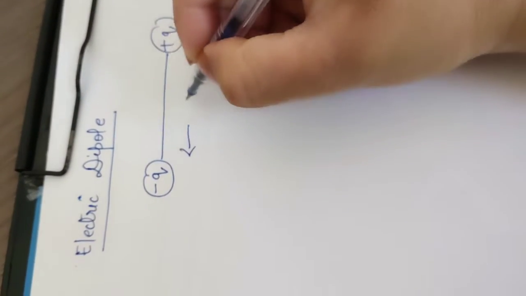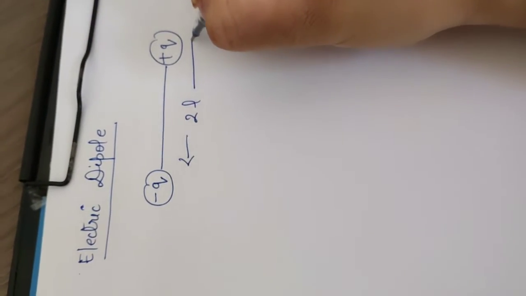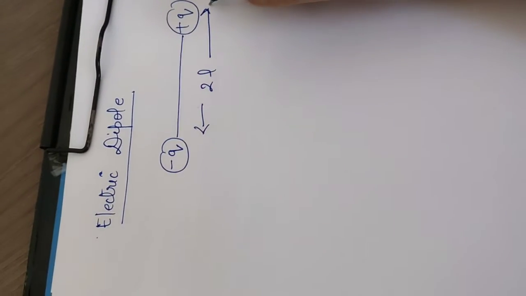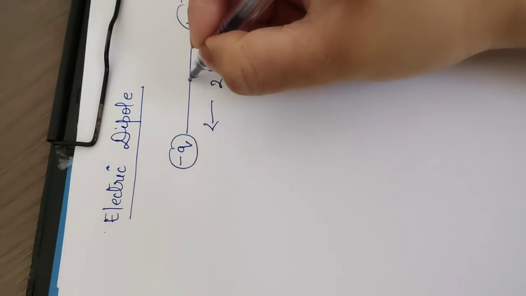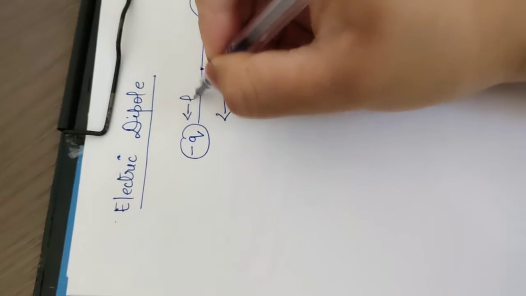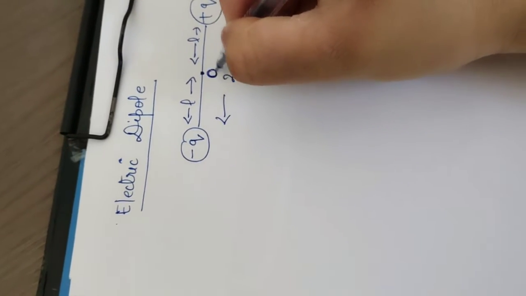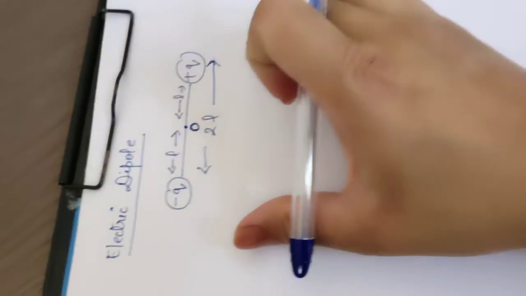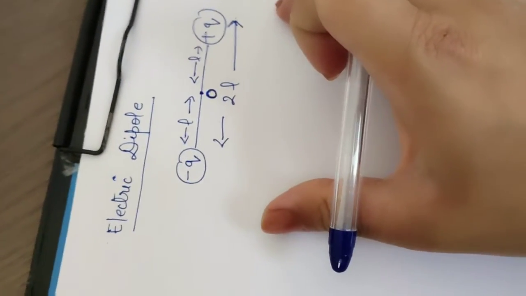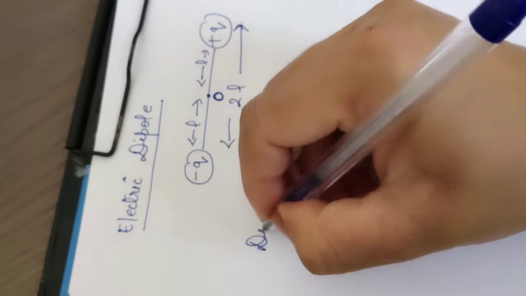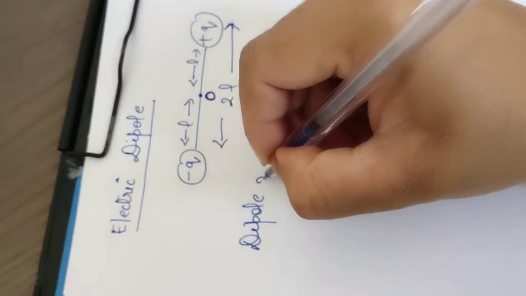As per convention, this small distance between these two charges is generally taken as 2L, where L is the distance of each charge from the center. This is our electric dipole. Now with every electric dipole, a dipole moment is associated.